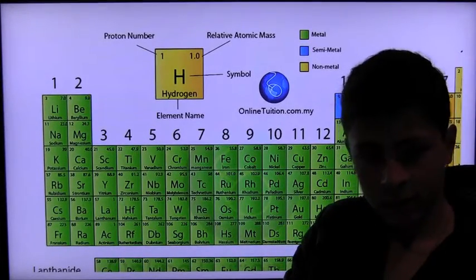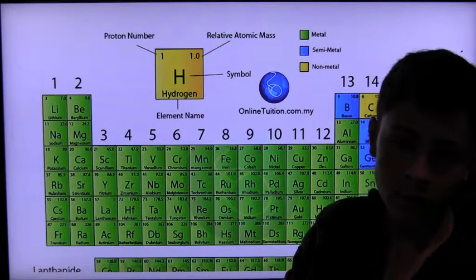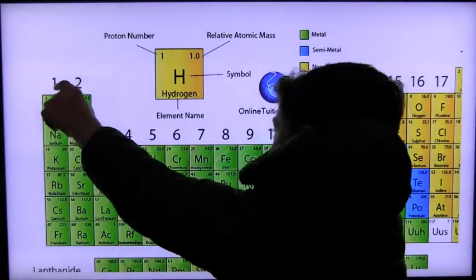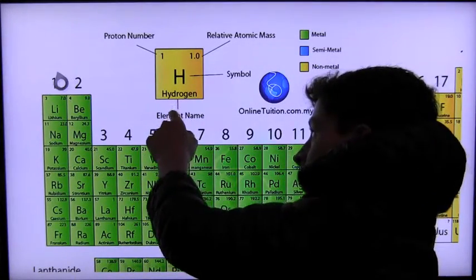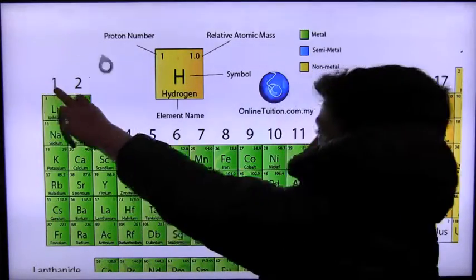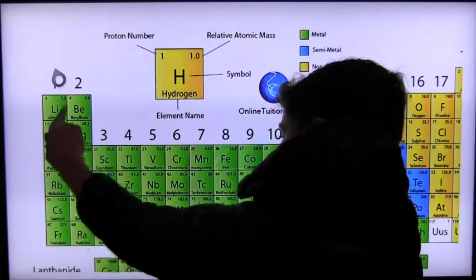In our element hydrogen, the atomic number is 1, and it has 1 proton and no neutrons. And on the periodic table, it should be right here, but right now it's being used as a key. So it is right here because it has 1 electron shell, which is going sideways, and it has 1 valence electron, which is going down.